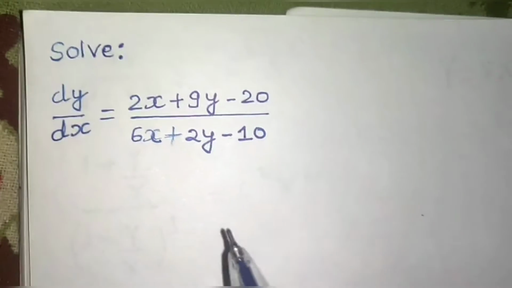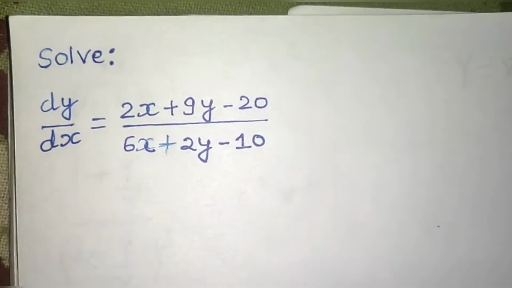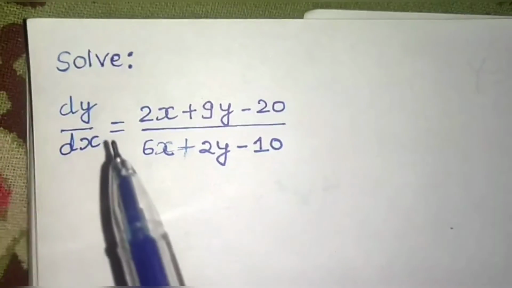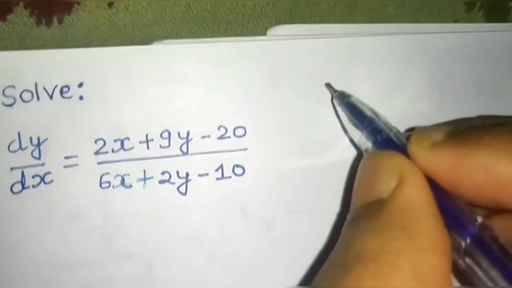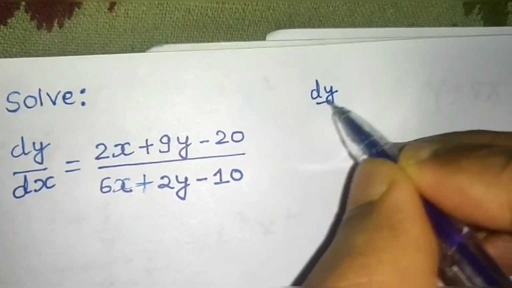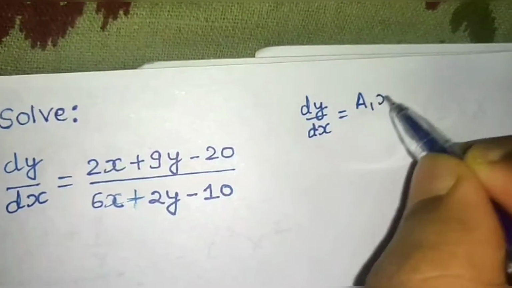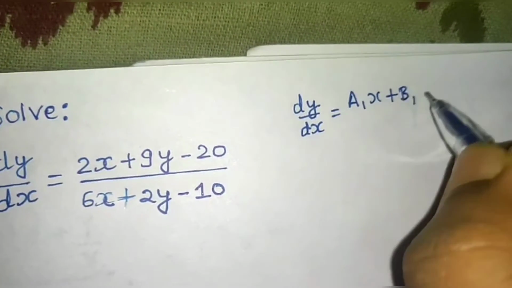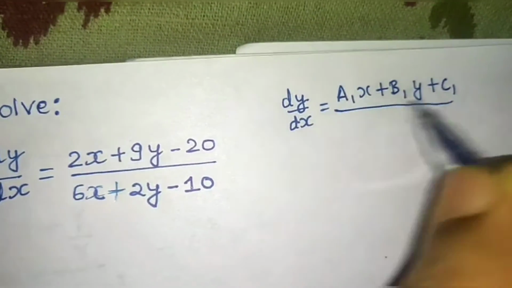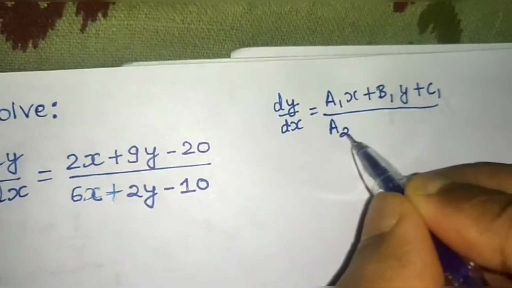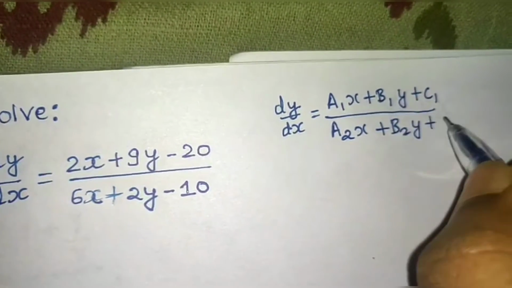Hello everyone. So let's solve one more problem from differential equation. As you can see, this question is of the form dy by dx equals to (a1x plus b1y plus c1) divided by (a2x plus b2y plus c2).